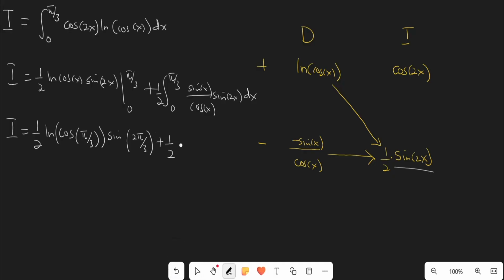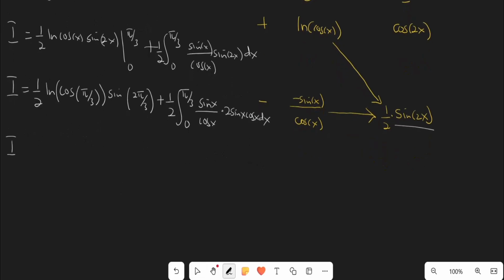Then plus half the integral from 0 to pi over 3 of sine of x over cosine of x multiplied by sine of 2x, which can be written as 2 sine of x cosine of x dx. Running out of room, getting myself into trouble.